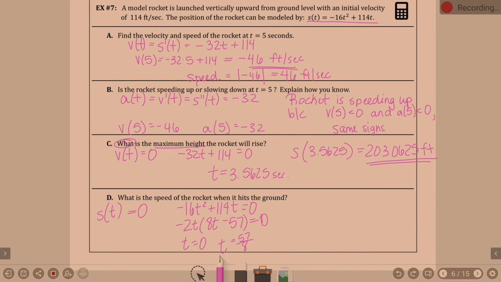What is the speed of the rocket when it hits the ground? Well, it starts at 0 right here. Wait, this is when it hits the ground, sorry. This is when it starts, this is when it finishes. How am I going to find speed? Plug it into the velocity equation. So you're going to do velocity of 57/8. It says speed, so I want absolute value. I have an answer of 114 if you care to know that. That's 114 feet per second.